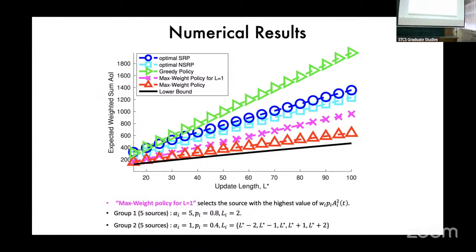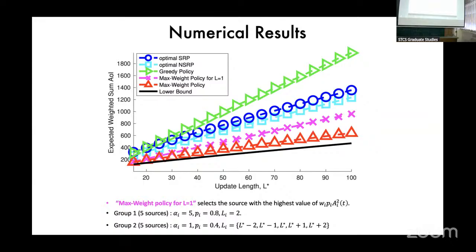Again, the green line is the greedy policy, which ignores all of this packet information. The pink line is the max weight policy, but it assumes that the packet size is 1 for each update, which is incorrect. And then the blue circles and the blue squares are stationary randomized policies that we try to optimize for these kinds of packet sizes. What we show is that our new policy, the max weight policy with the new Lyapunov function, outperforms all of those and still has nice provable performance guarantees for very different kinds of packet sizes.